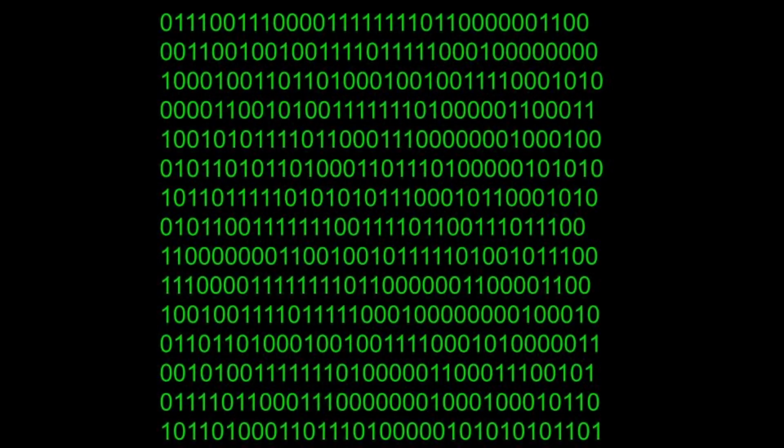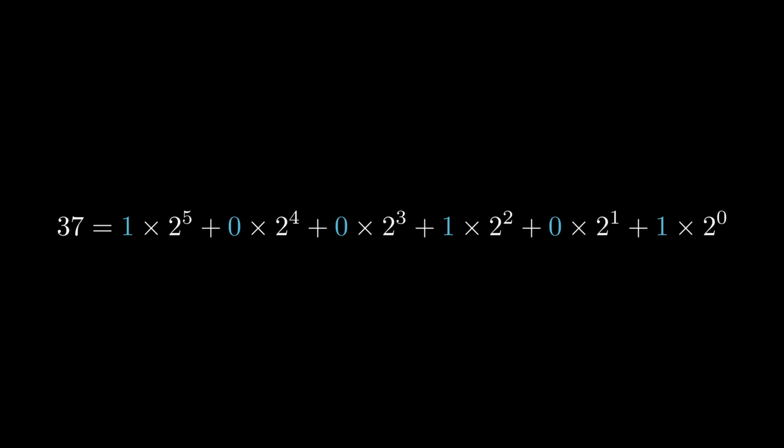Binary is a way of representing numbers in terms of powers of 2 instead of powers of 10. For example, 37 in binary is written as 100101, since 37 equals 1 times 2 to the 5th, plus 0 times 2 to the 4th, plus 0 times 2 to the 3rd, plus 1 times 2 squared, plus 0 times 2 to the 1st, plus 1 times 2 to the 0th.